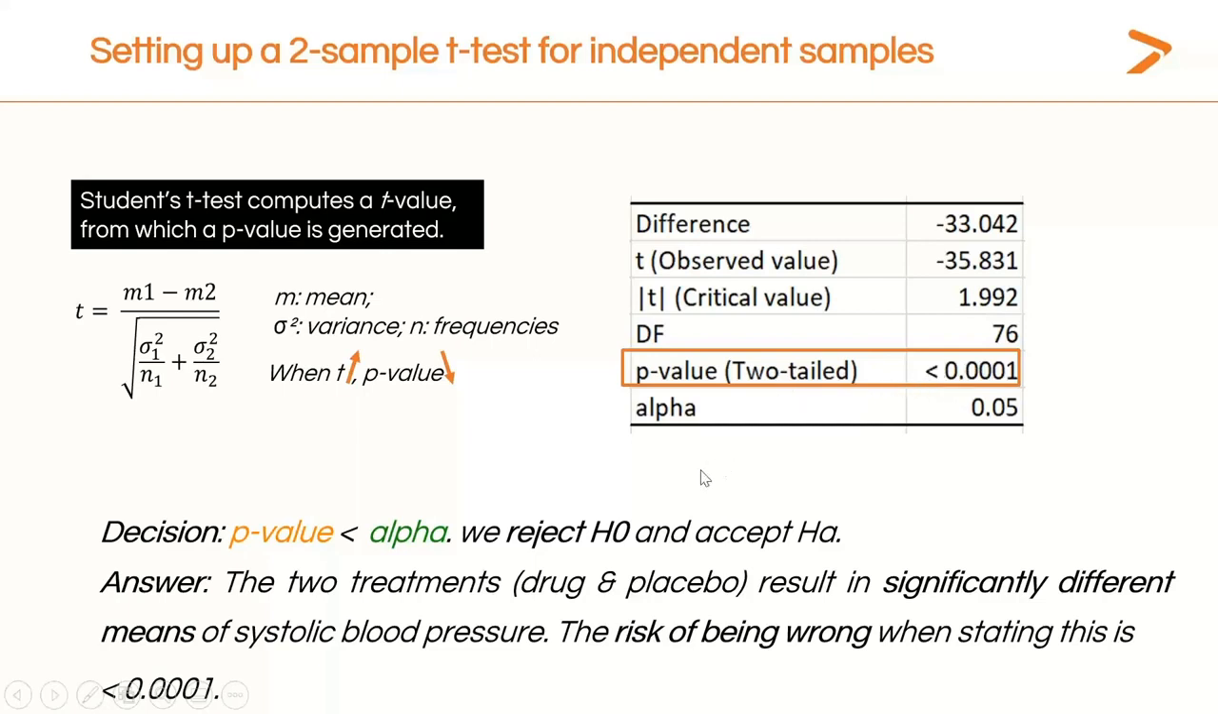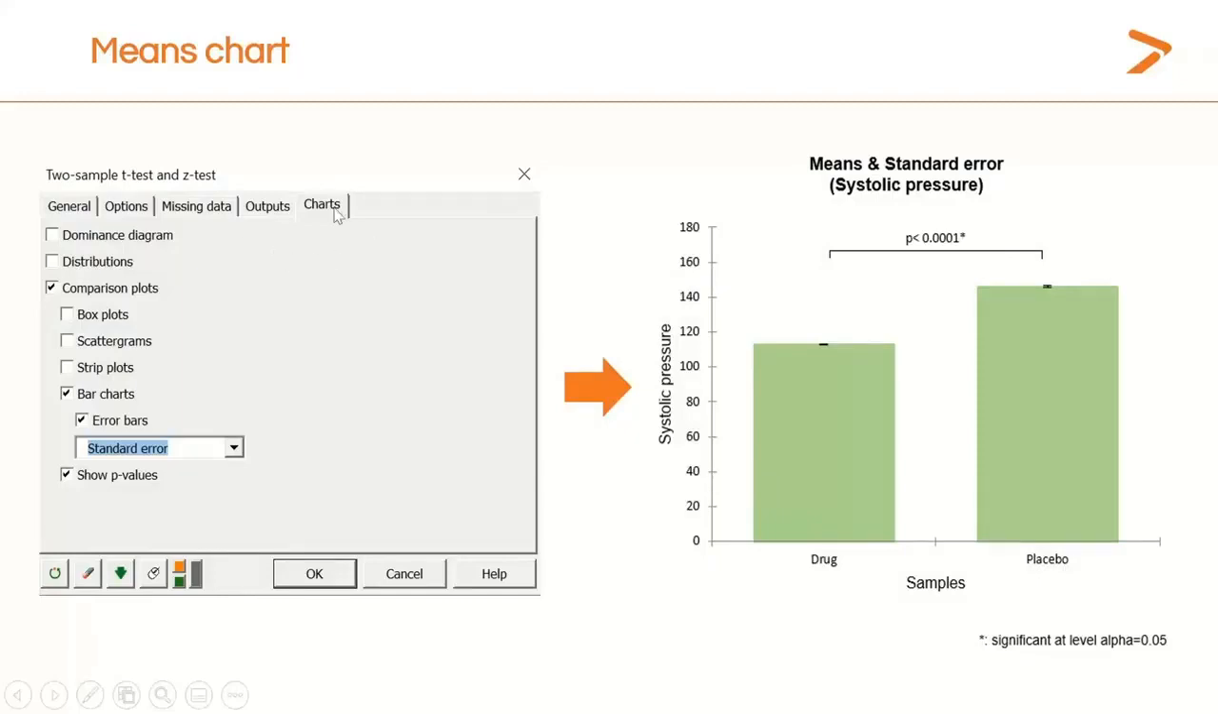So that was our first case investigated. You should know that the Student's t-test dialog box allows for different charts you can draw. For instance, the means chart. You have the mean for drug and mean for placebo and error bars appearing at the top. And you can also place the p-value above.